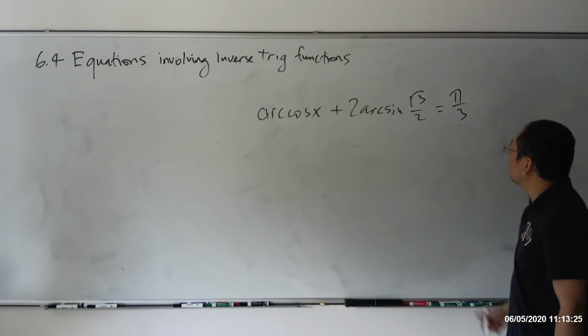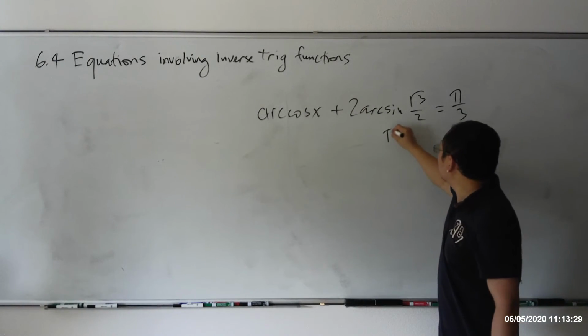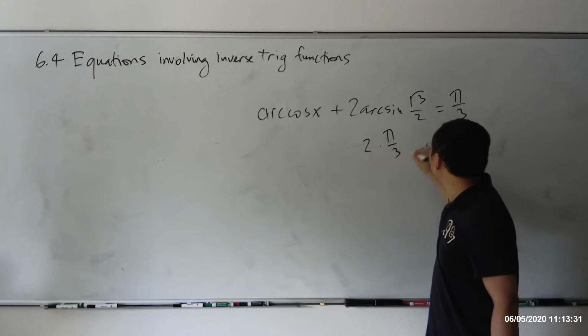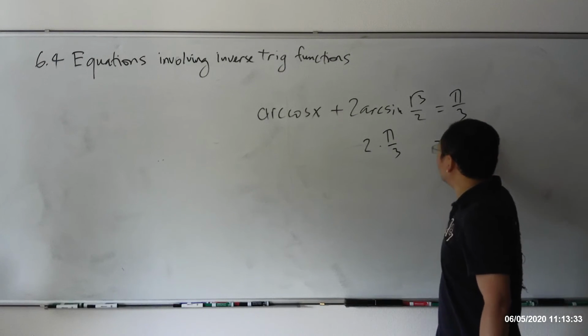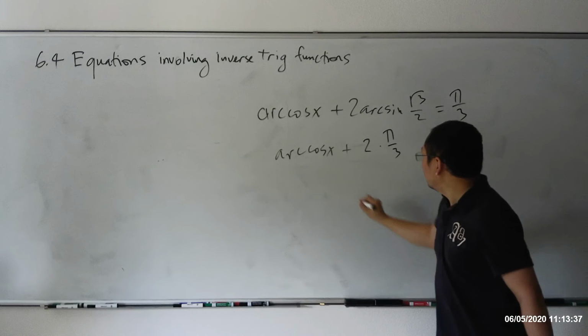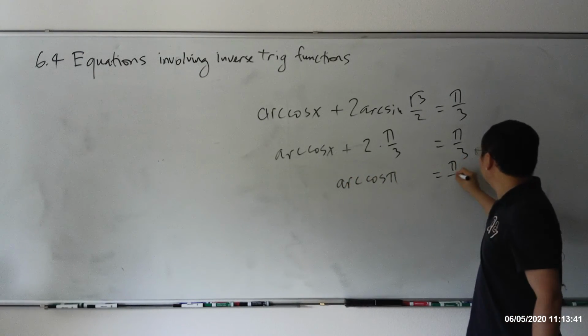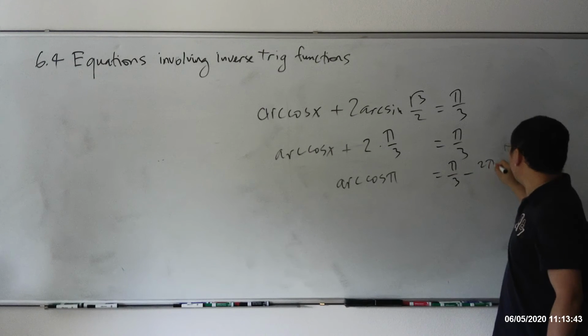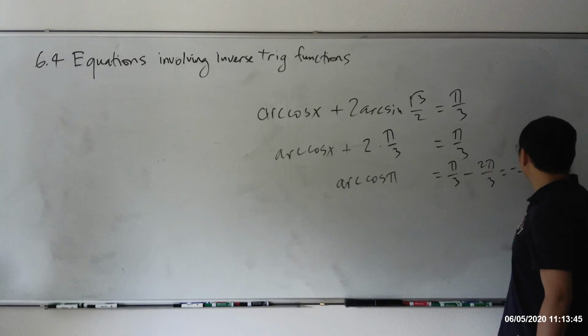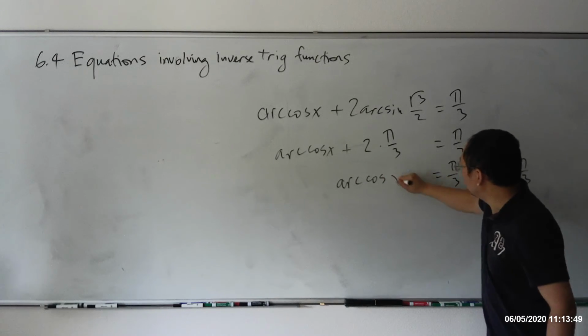Anyway, you know the arc sine of root 3 over 2 is pi over 3 right here, so this is 2 pi over 3, plus arc cosine of x equal to pi over 3. So arc cosine of x is pi over 3 minus 2 pi over 3, which is equal to negative pi over 3. Ah, I see why they got the problem right here.